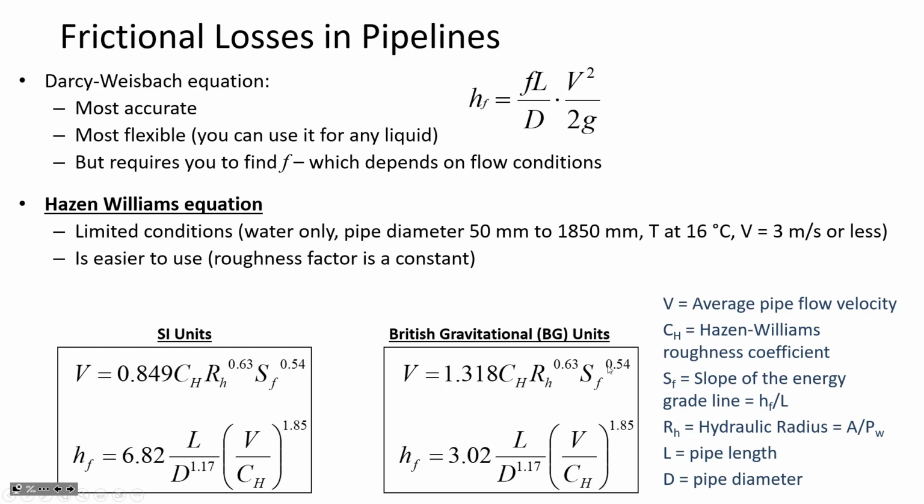And the British gravitational formula of it is just because we have different conversions. Rather than meters of length, of course, we'd use feet for the length. And the C values are equivalent. There's not a different C value table whether you're going to use SI or BG units. The C values are constant and interchangeable between versions of the equation. All right, so Hazen Williams, it's easier to use because we don't have to fuss around with the friction factor. We just look it up off of a table.